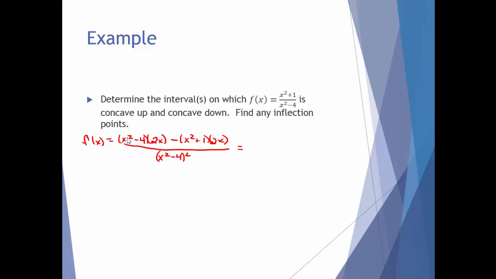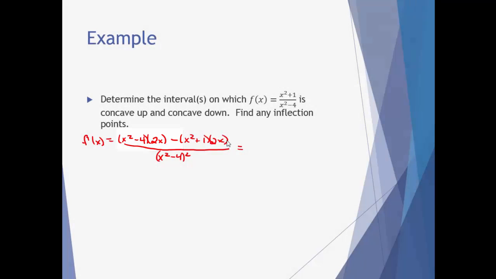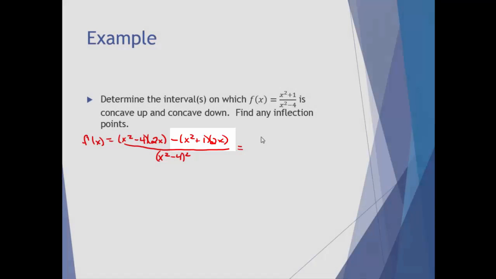There are a couple of ways to go about simplifying this, but if you distribute, notice you're going to get a 2x cubed here, but in the second term when you distribute, you're also going to get a 2x cubed, but it's going to be subtracted. So the 2x cubes will end up canceling. You'll end up with a negative 8x from this distribution, and a negative 2x from this distribution. So we're going to end up with negative 10x over x squared minus 4 squared. That's our first derivative. Second derivative, these always take a little bit of work.